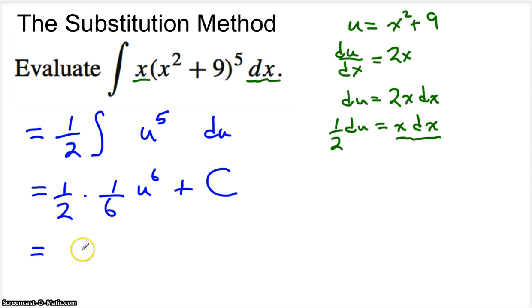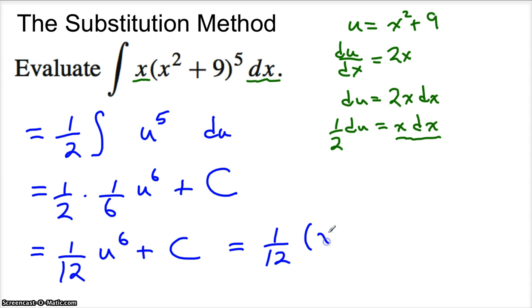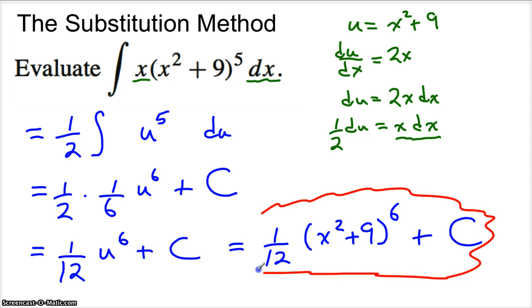So 1/2 times 1/6 is 1/12. u to the 6 plus c. Now we want to replace u now at this point with x squared plus 9. So this is equal to 1/12 of x squared plus 9 exponent 6 plus c. So there you have it here. We have an antiderivative in terms of x.